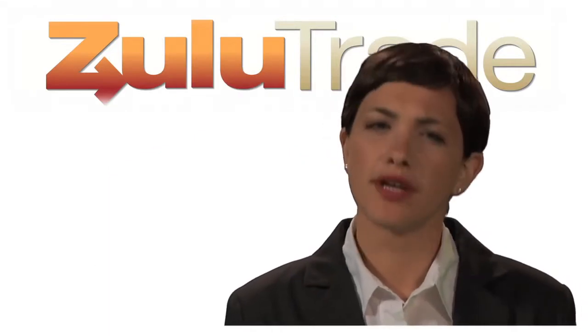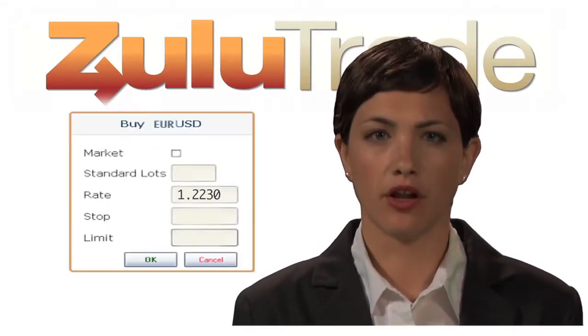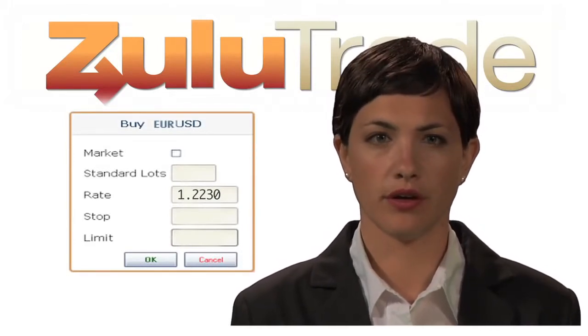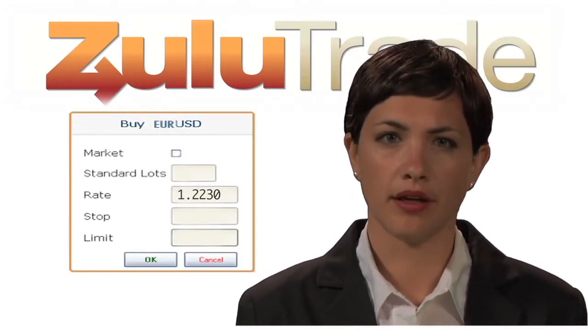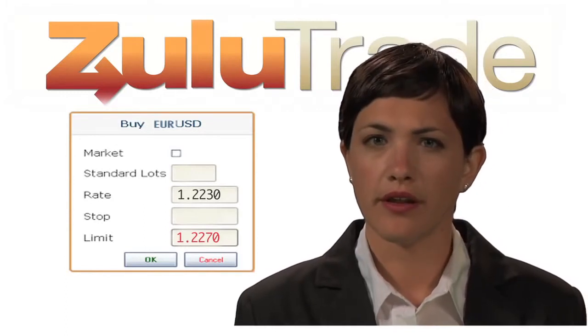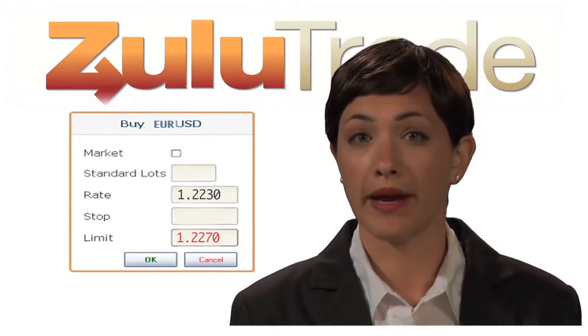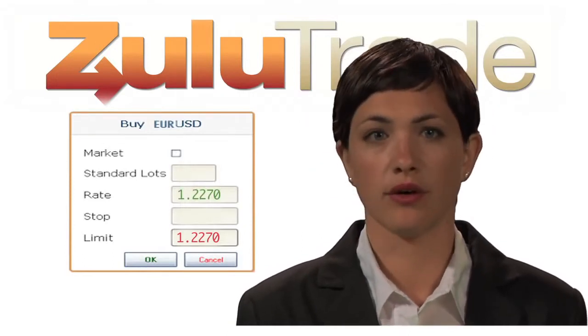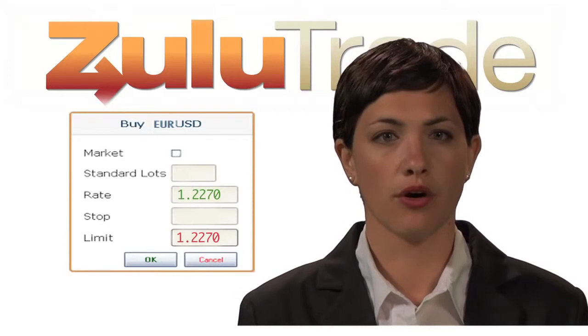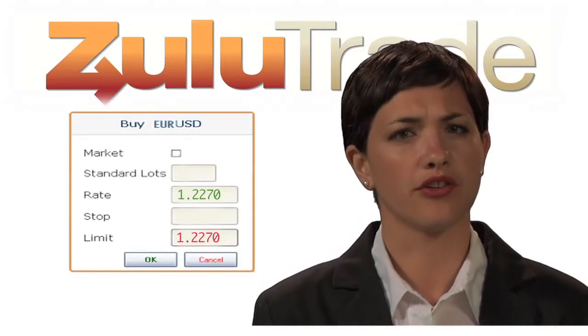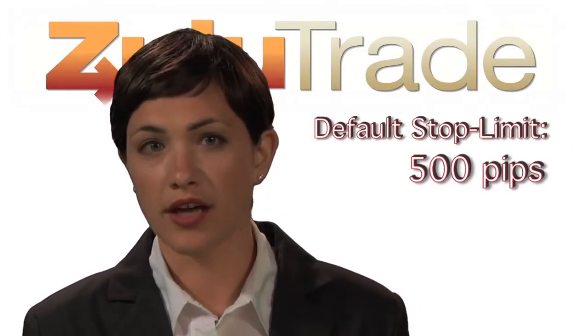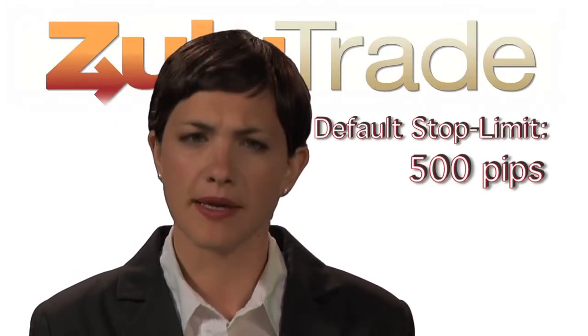Let's assume that, as in the previous example, you bought a Euro-US dollar pair at 1.2230. If you think that a reasonable gain from this trade is 40 pips, you can set a limit at 1.2270. This means that if you were right and the Euro-US dollar pair rose to 1.2270, the platform would automatically execute the order at 1.2270 and secure your 40 pip gain, even if later the position falls lower than this level. On ZuluTrade, all positions have, by default, a stop limit at 500 pips. Like the stop loss, you can also customize the stop limit at the specified field.